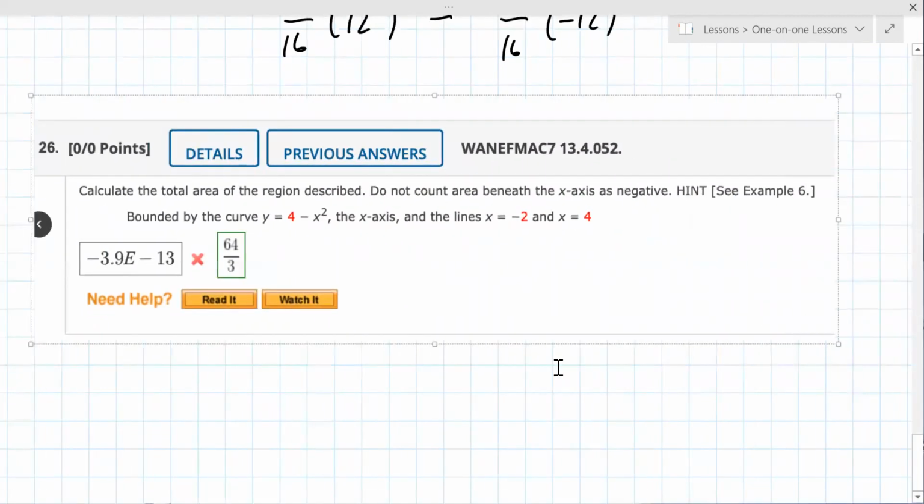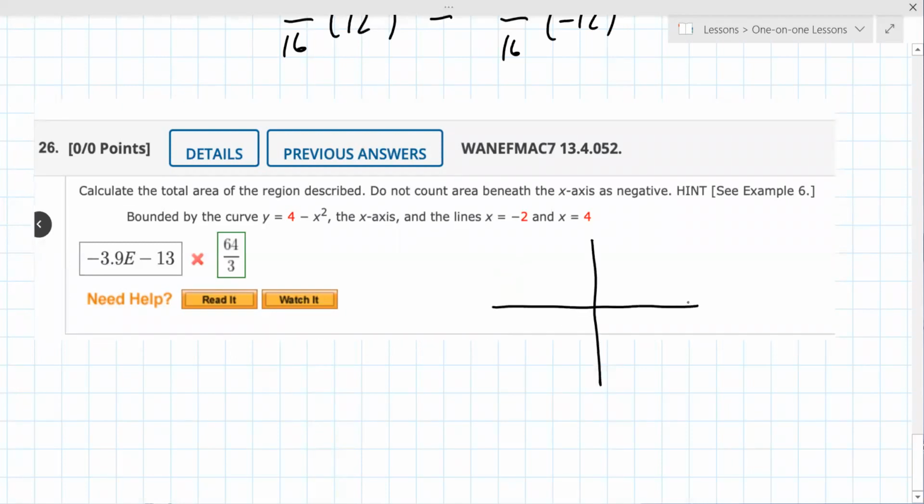All right. So calculate the total area of the region described. It's bounded by this curve, y equals 4 minus x squared. So just make sure, 4 minus x squared, if you were to graph it, looks like this. And that's -2 to 2. This one goes to 4, so there's a little bit more here for that.